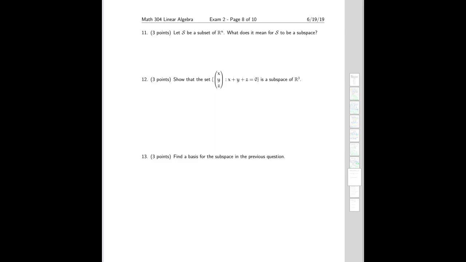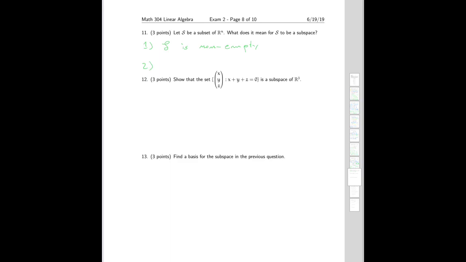Okay, so now I want to look at these three problems. Let S be a subset of Rn. What does it mean for S to be a subspace? Well, there's basically two or three things depending on how you count. One, S needs to be non-empty. This is an important one that seems kind of silly, but it's important.